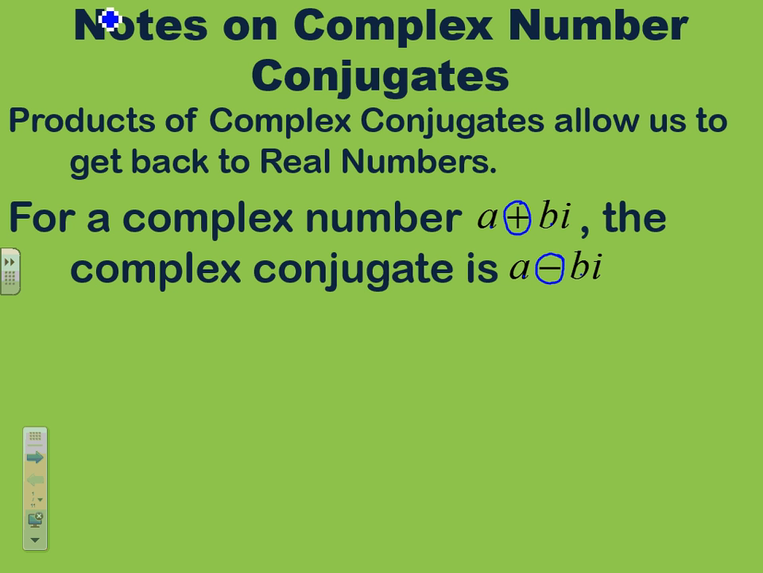So a complex conjugate is really easy to do. For example, if I say 5 plus 3i, its complex conjugate would be 5 minus 3i. All we do is change the sign of the imaginary part, and that's it. If I started with negative 6 minus 2i, its complex conjugate would be negative 6 plus 2i. The real part stays the same, but the sign of the imaginary part changes from whatever it was to its opposite.